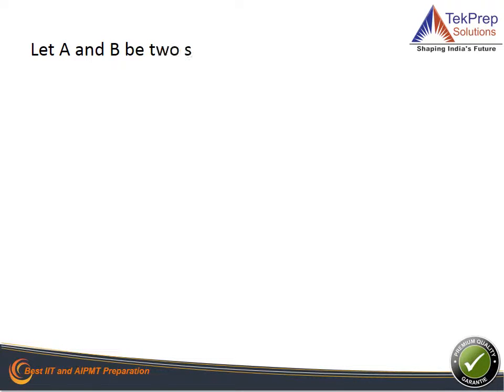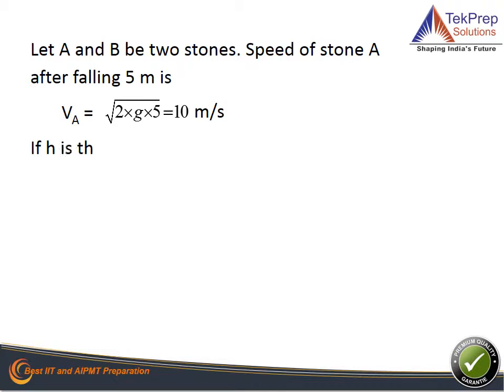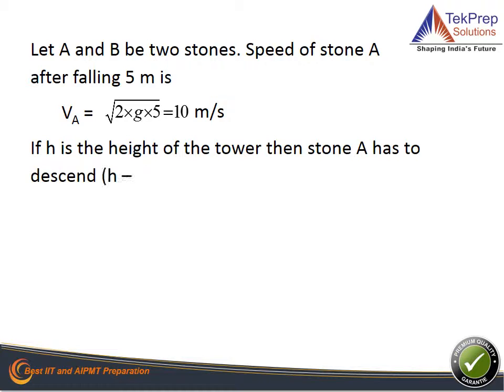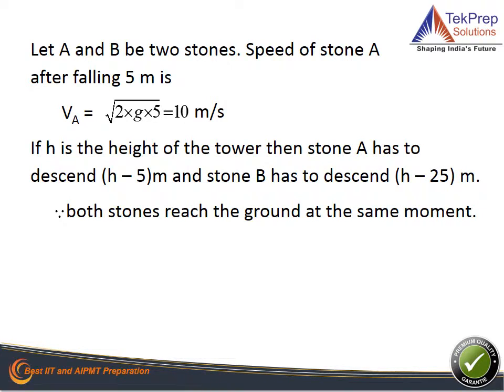Now we have to find the solution. Let A and B be 2 stones. For stone A, the initial velocity is equal to 0. So after falling 5 meters, the speed of stone A is vA is equal to square root of 2g into 5, which is equal to 10 meters per second.